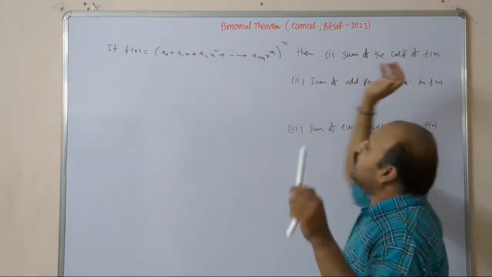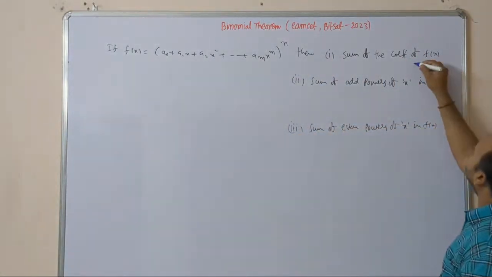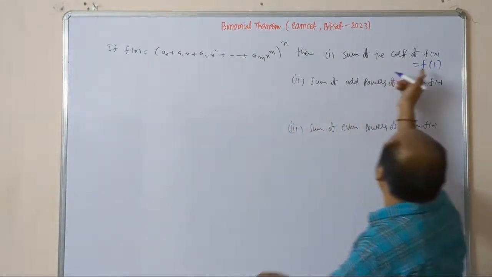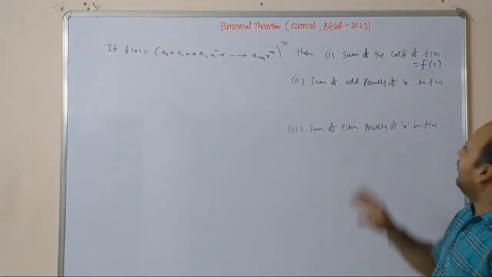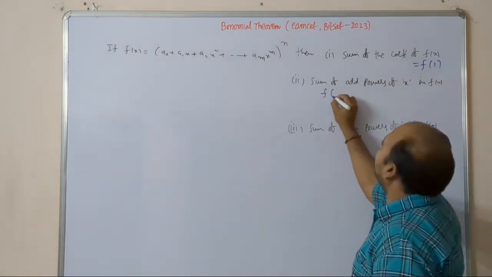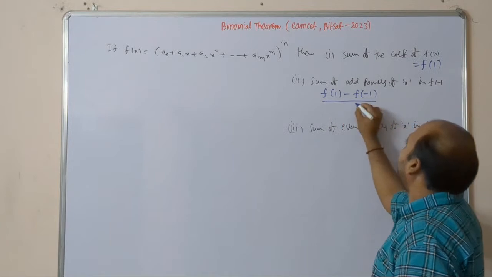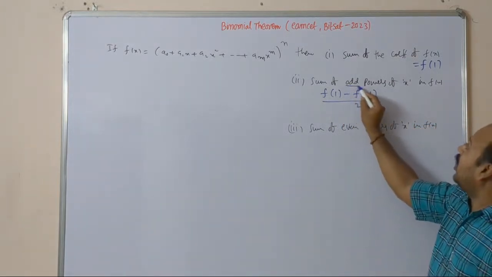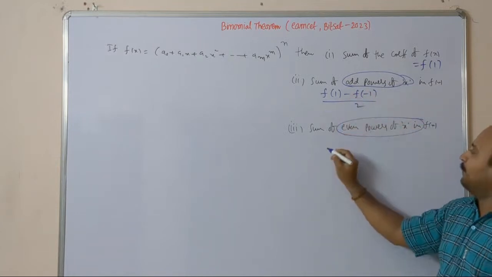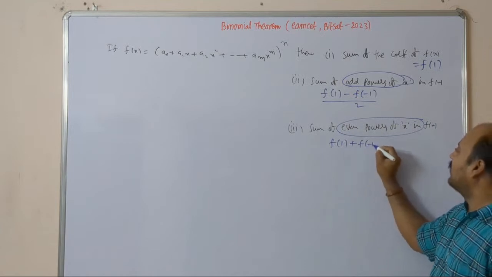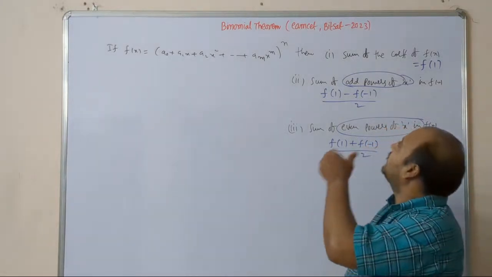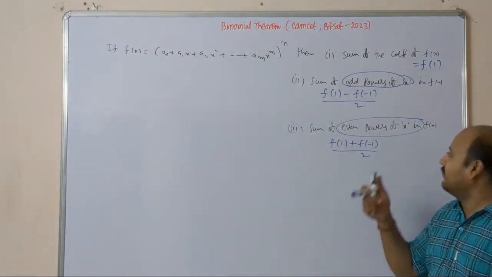Whenever they are asking sum of the coefficients, just simply you can find f of 1 value. Wherever x is there in the expansion, replace with 1 and calculate it. I will give an example also for this. Sum of the odd powers of x in f of x is f of 1 minus f of minus 1, divided by 2. Even powers of x, even means plus will come: f of 1 plus f of minus 1, divided by 2. So these are the three important formulae to calculate sum of the coefficients, sum of the odd powers of x, sum of the even powers of x.